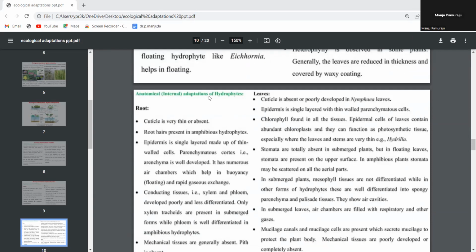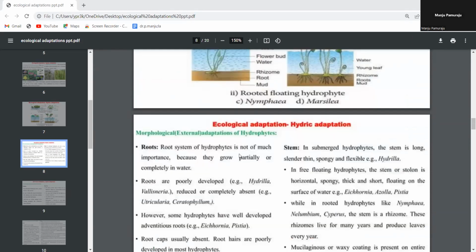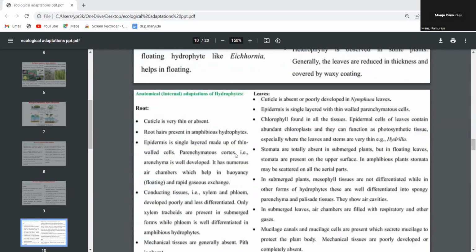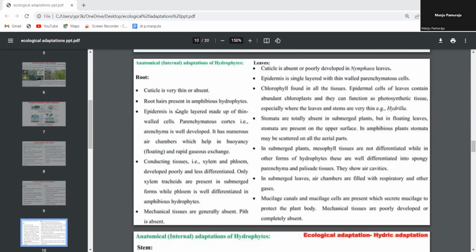So these are the morphological adaptations of hydrophytes. The next one is anatomical adaptations of hydrophytes, the internal structure. Generally the cuticle is very thin or absent in hydrophytes. Root hairs are generally absent in submerged and floating hydrophytes, but they are present in amphibious hydrophytes. The epidermis is single layered and made up of thin-walled cells.